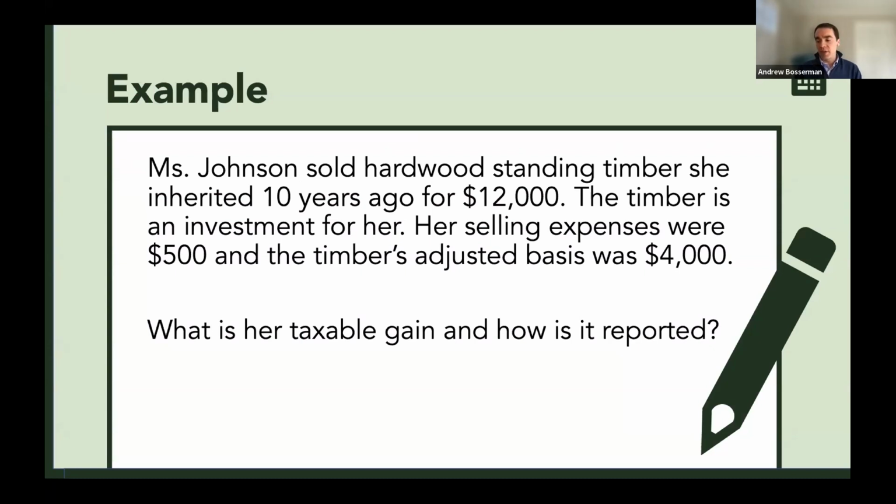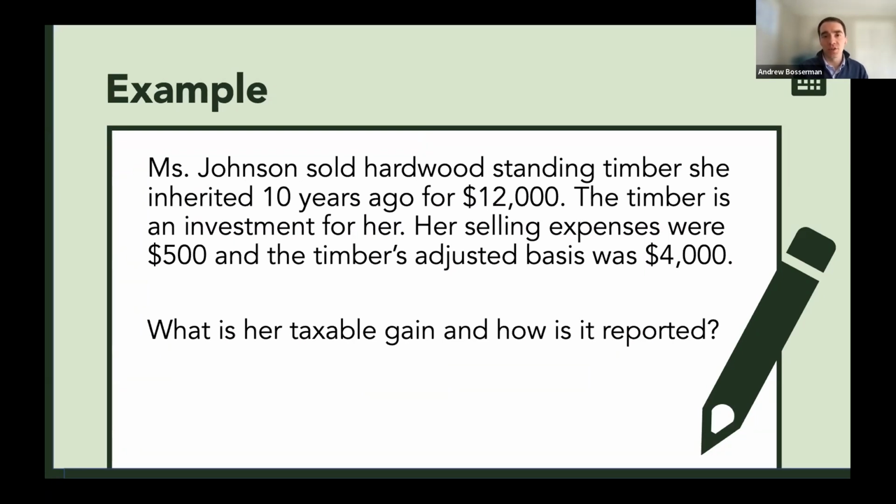Okay, here's an example just to make sure we understand the math. So Ms. Johnson sold hardwood standing timber she inherited 10 years ago for $12,000. It's an investment for her. Her selling expenses were $500 and the timber's adjusted basis was $4,000. What is her taxable gain and how is it reported?